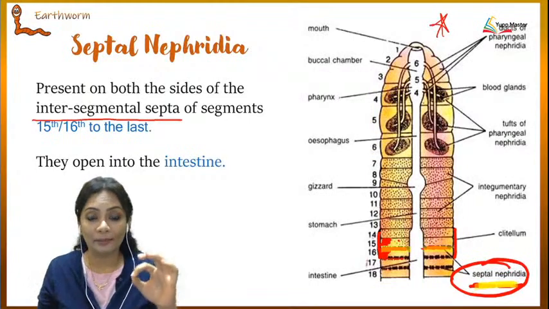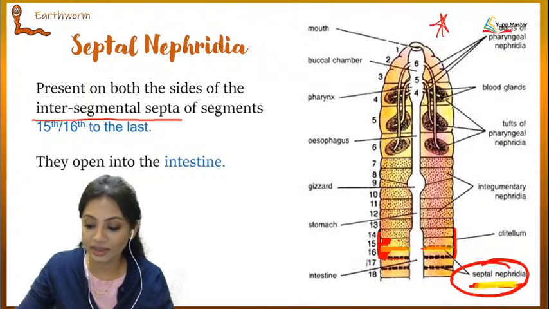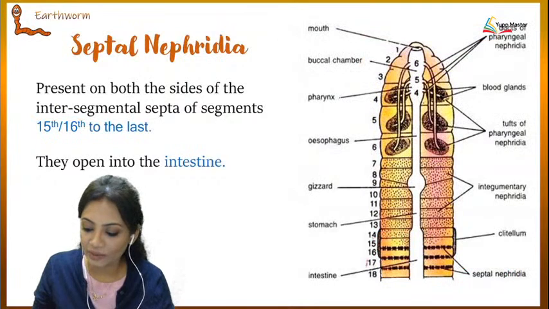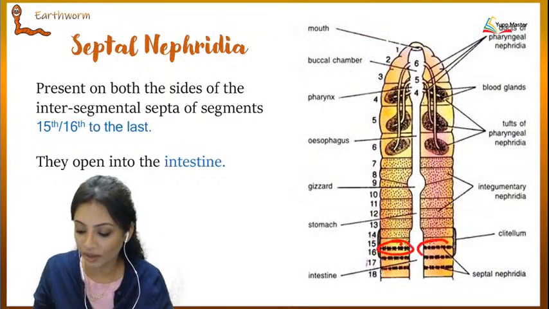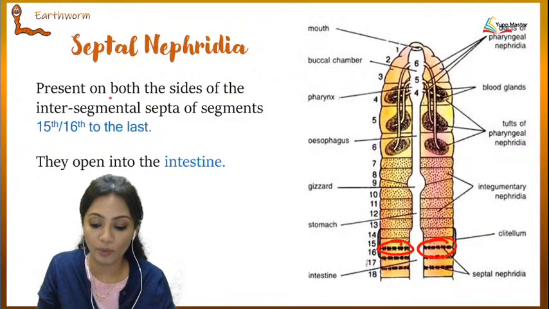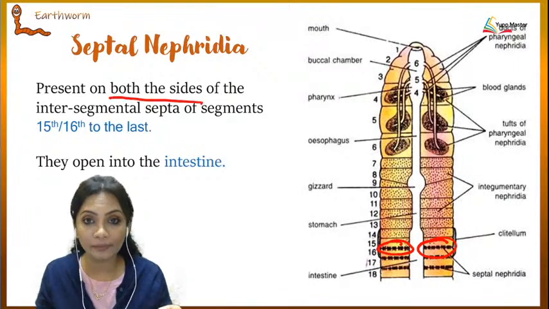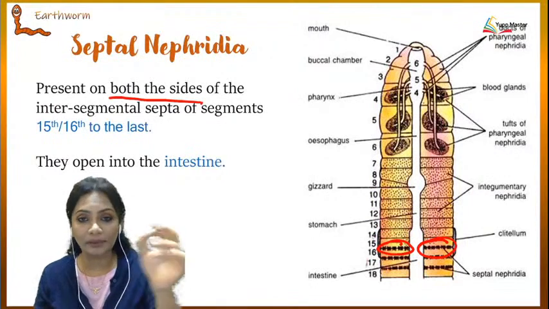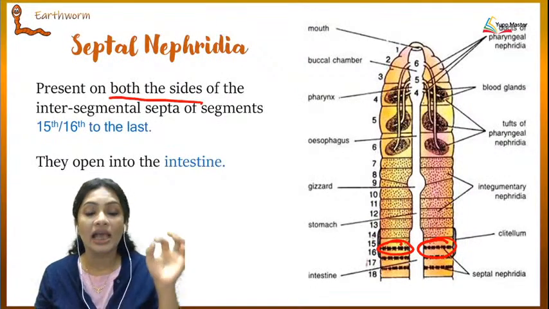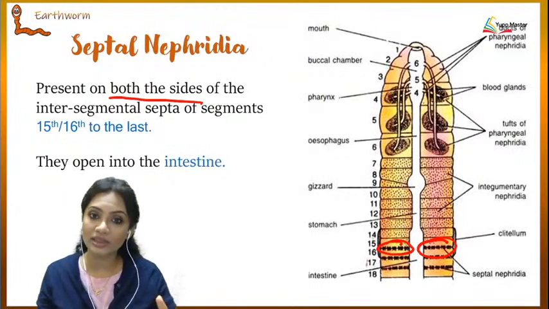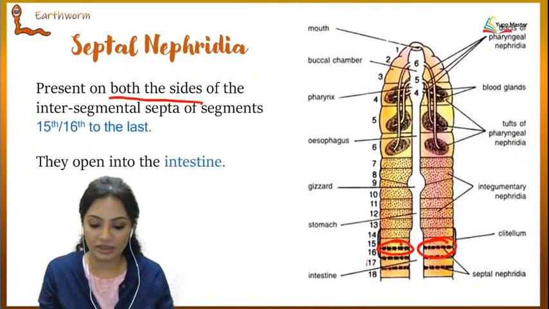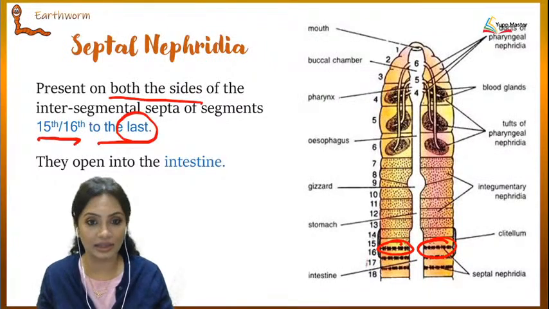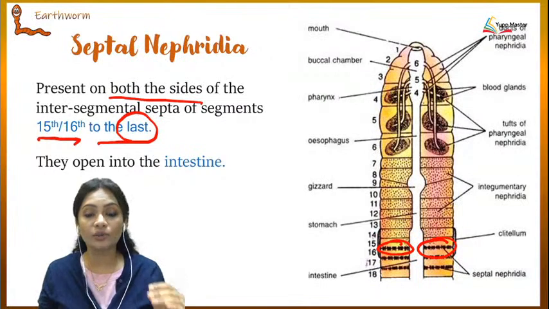Okay, so they are present on both sides. So it's present on this side, and it's present on the other side also. That's why we're saying it's present on both the sides. And where is it present? On the septa between the segments. I will call them intersegmental, between two segments, septa of the segments 15, 16 and going all the way up till the last segment. Okay, now these are going to be opening into the intestine.